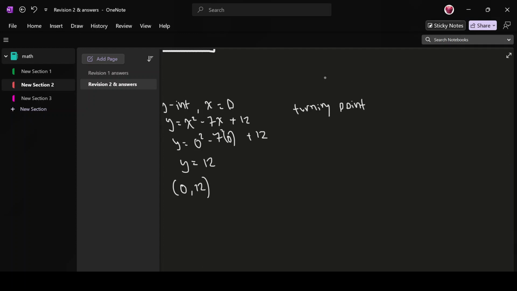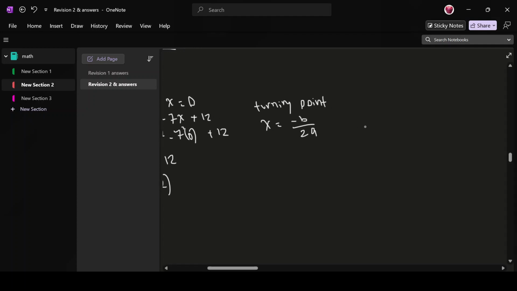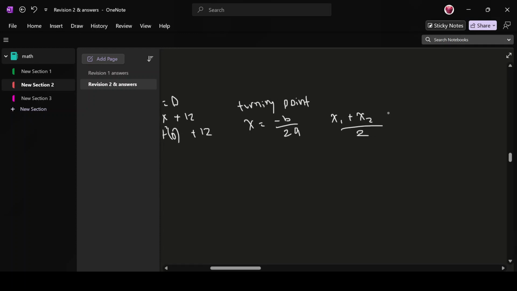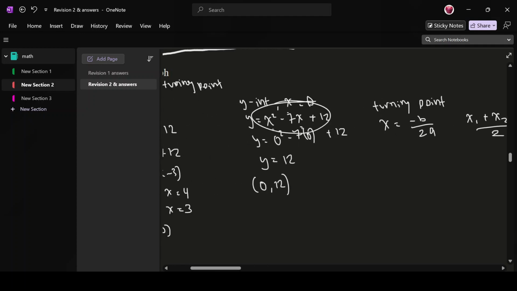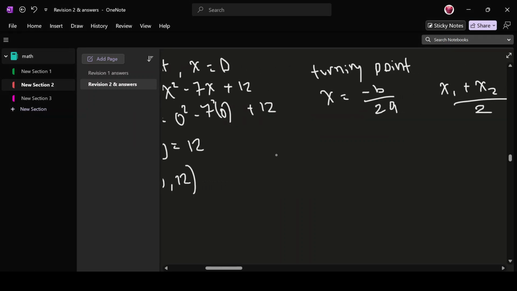Okay, so for the x value of the turning point, you can use the formula negative b over 2a. Or you can add up the x values of the x-intercepts and divide by 2. So what is b, what is a? It's from our same equation. b is negative 7, a is 1. So when we use this negative b over 2a formula, just input the values of b and a. Negative 7 over 2 times 1. Negative and negative result in a positive number. So it's just 7 over 2 times 1, which is 7 over 2.